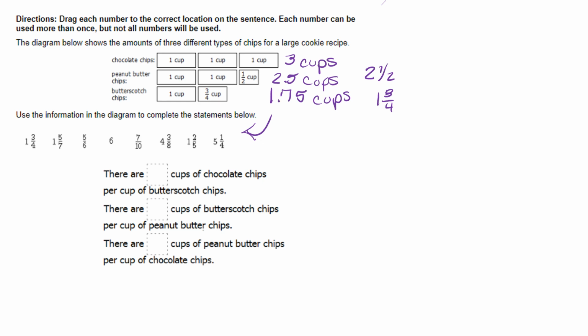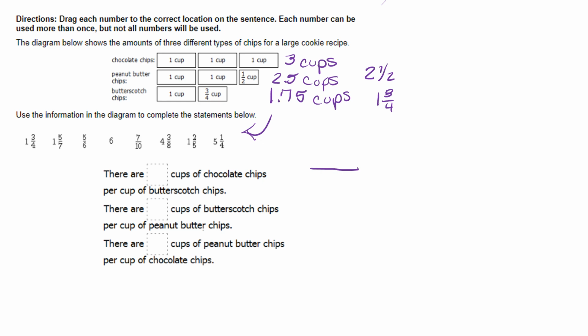Okay, so use the information in the diagram to complete the statements below. So there are blank cups of chocolate chips per cup of butterscotch chips. So remember, per means divide. So chocolate chips is going on top.